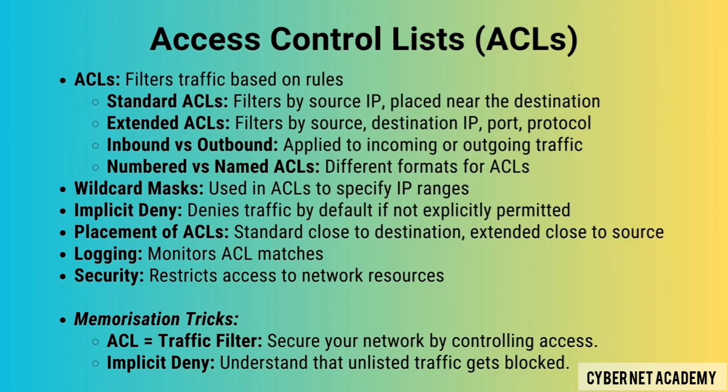Numbered ACLs use numbers for identification, while named ACLs use descriptive names for easier management. Wildcard masks in ACLs specify IP address ranges, working as the inverse of a subnet mask. The implicit deny at the end of every ACL means all traffic not explicitly permitted is denied. ACLs can be applied inbound or outbound on interfaces.